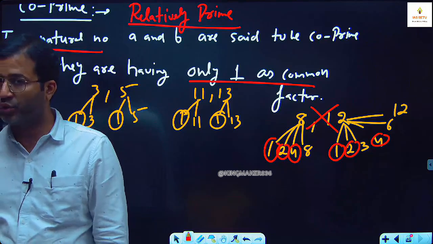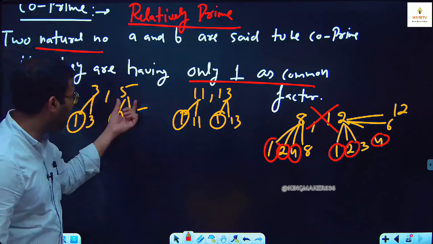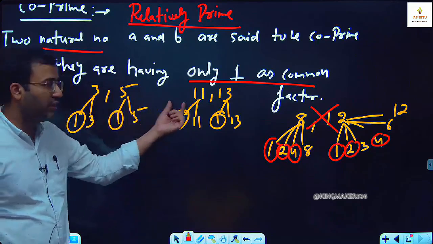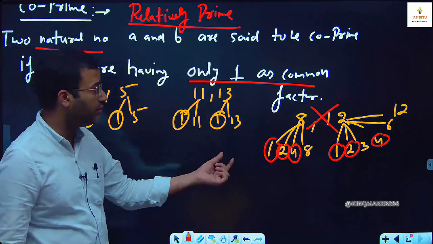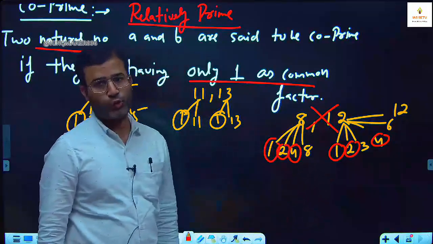हाँ, अभी बस 2-3 मिनट दो, काफी सारी चीजें क्लियर होंगी. Some example like 3 and 5, common factor only 1. 11, 13, common factor only 1. 8 and 12, common factors 1, 2 and 4. That's why these are not co-prime.